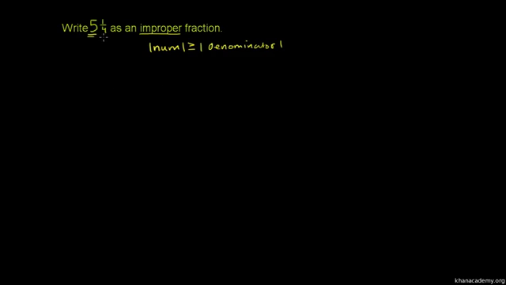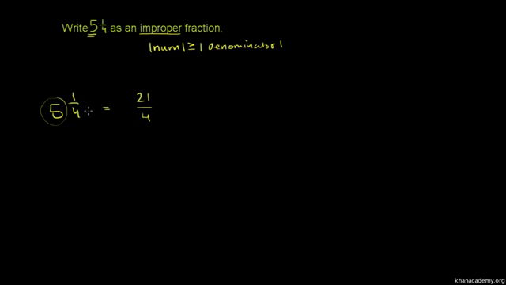So to write it as an improper fraction, I'll show you the methodology for doing it, and then we'll talk a little bit about why that methodology works. The methodology is pretty straightforward. The whole number 5 is the same thing as 20 over 4. And 20 over 4 plus 1 over 4 is 21 over 4. Another way to think about it is 5 times 4 is 20, plus 1 is 21. 21 over 4. So that's the methodology.